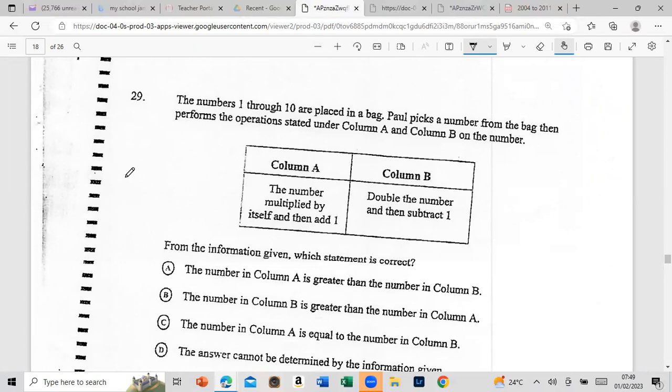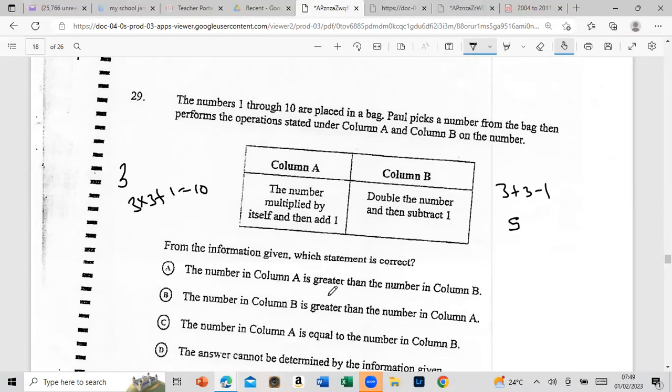Let us say they pick 3, for example. So double the number. No, it said multiply by itself. So that would be 3 times 3 plus 1. So the value will be 10. I'm assuming it's the same number. So you double the number and subtract 1.